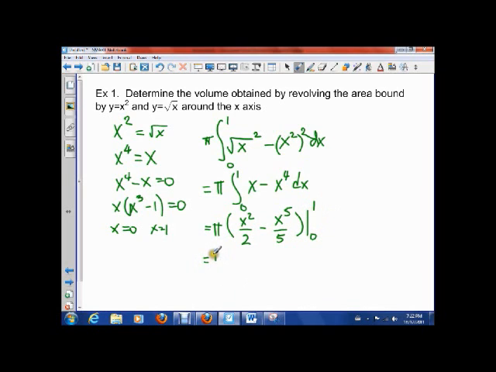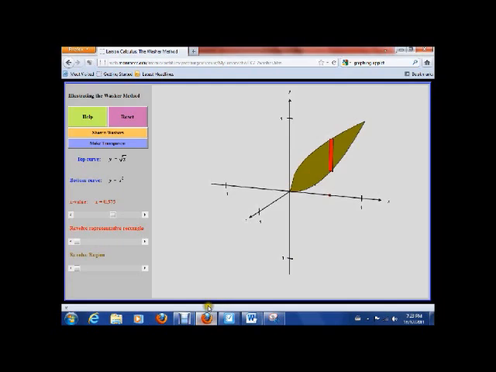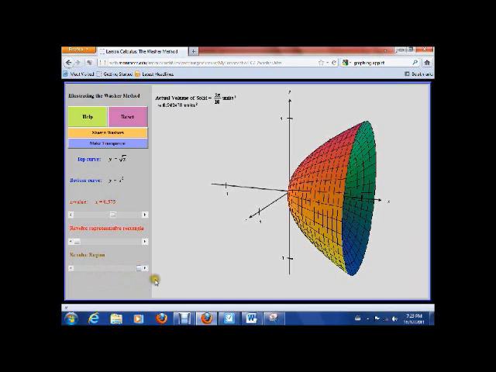Okay, so we're going to leave the pi there, and now we're going to plug in 1, and you get 1 over 2 minus 1 over 5, and then we're going to subtract, and we're going to plug in 0, where you get 0 over 2 minus 0 over 5. So 3/10 of pi, or 3 pi over 10, that's the volume that you get by taking this area and revolving it all the way around the x-axis.